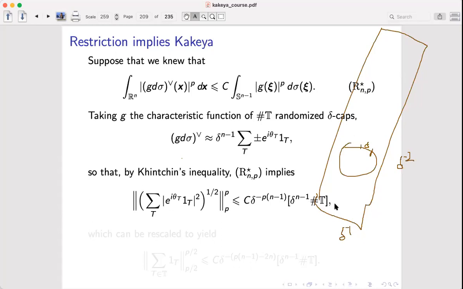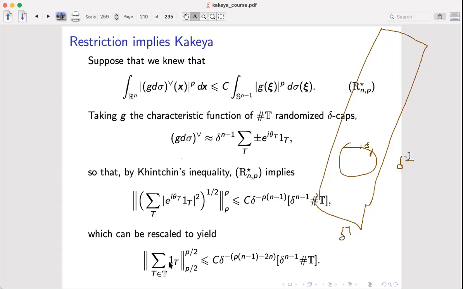where this is just the LP norm of G, because this is the size of a single cap, and then you add up all of the caps. This is just coming from this constant to the power of p, bringing it from here onto the other side. And then instead of having the sum of these, we have the L2 norm because of the randomization. But then, of course, this oscillation disappears because of this norm. And so we're just left with it, and the square of a characteristic function is just a characteristic function. And then you rescale. Remember, we want to rescale by this factor so that this length is 1 and this width is delta. So these are now the same tubes as we had before.